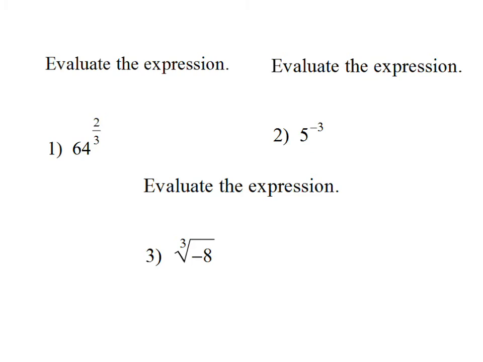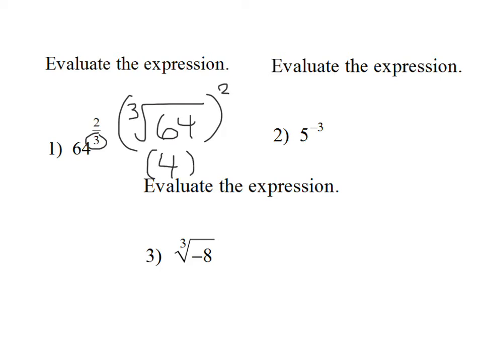So first of all, when we have rational exponents, remember the flower power where the denominator of this is the root and the base, and then that's all raised to the second power. So now we take the cube root of 64. What number times itself gives me 64 when I multiply it 3 times? It's 4. And then 4 to the second is 16. So your answer should be 16.